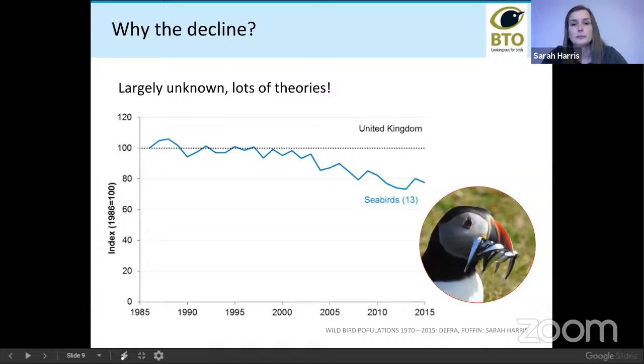So if we look at seabird populations overall, we can see from this indicator that it's not looking too good. There's lots of seabirds that are in decline. One of the major things that comes up time and time again with seabird declines is food availability, and often that's connected to climate change and a bit of a mismatch between the peak food availability and when birds really need that supply of food to feed their chicks. So sand eels crop up a lot when we're talking about a lack of food at the right times of year.